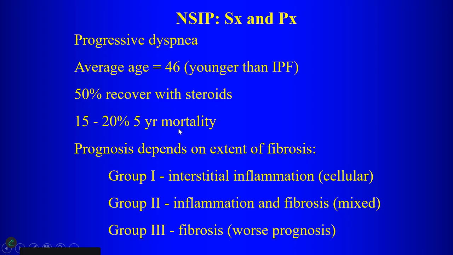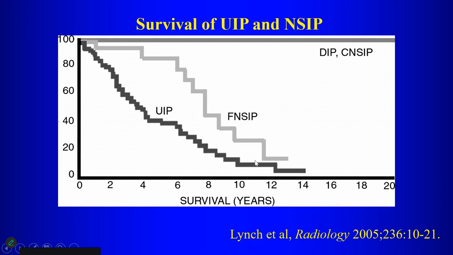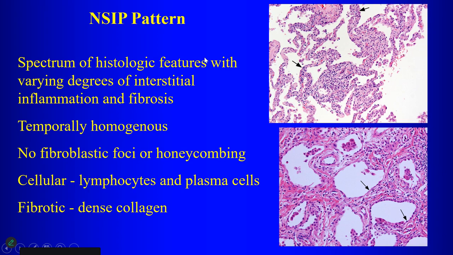The 5-year mortality is less. The prognosis depends on the extent of fibrosis. So the worse the fibrosis, the worse the prognosis in these patients with NSIP. Here you can see that if it's predominantly cellular and inflammatory, they have very good survival. If it's fibrotic, the survival is poorer, although not quite as bad as UIP. So the prognosis depends on the extent of underlying fibrosis.